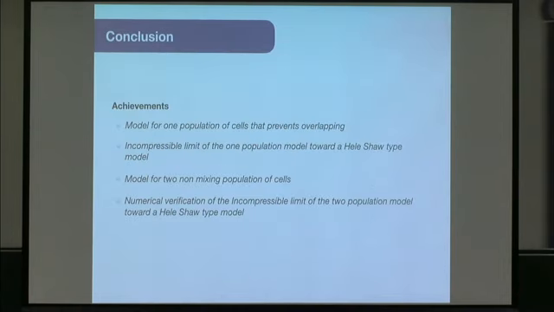So this is just a summary of what I presented to you. A model with one species, and we've shown the limit to a Hele-Shaw model. Then I presented a model with two species, which prevents mixing between the species, and we've checked numerically the convergence of this model.